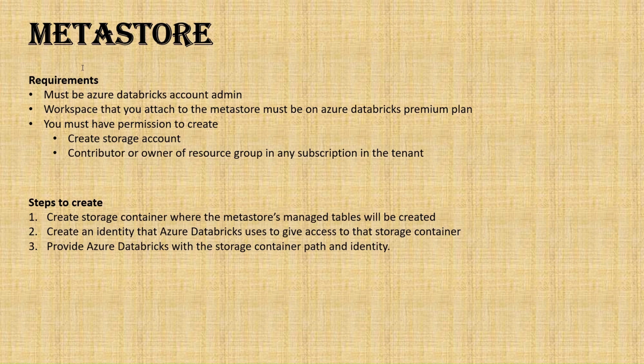The second thing is the workspace that you attach to the metastore must be on the Azure Databricks Premium plan. We know that we have multiple plans available, right? There is free, a trial version is available, premium is there, so it should always be premium. The third point is you must have permission to create a storage account, and you should be the contributor or owner of the resource group in any subscription in the tenant. So a new resource is required to hold a system-assigned managed identity to access Unity Catalog.